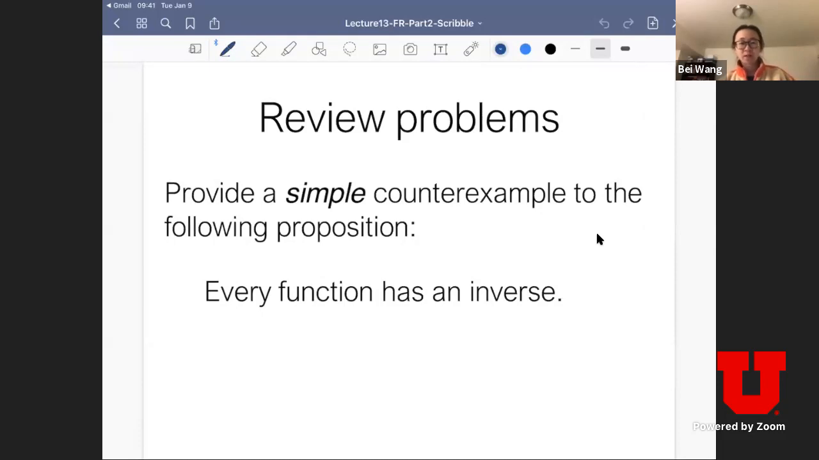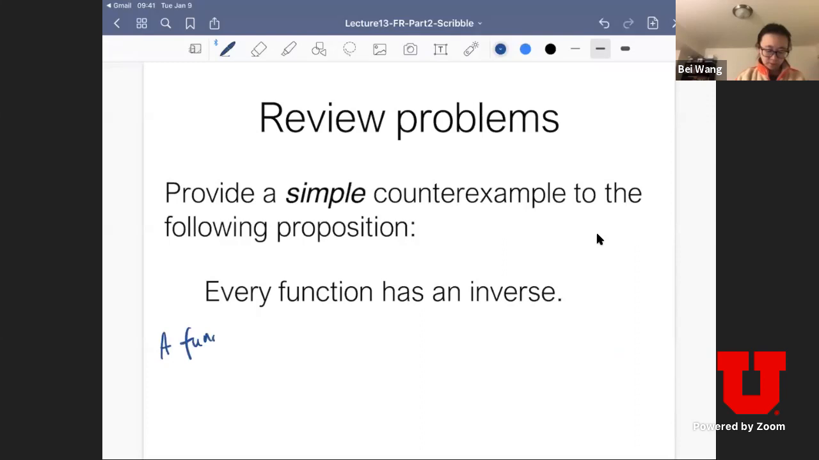Provide a simple counterexample to the following proposition, where every function has an inverse. Can you draw a counterexample with an arrow diagram of a function that does not have an inverse? If you think about it, what is the one that does not have an inverse? That means if I try to take the inverse, it's no longer a function. Then what is the property of a function?